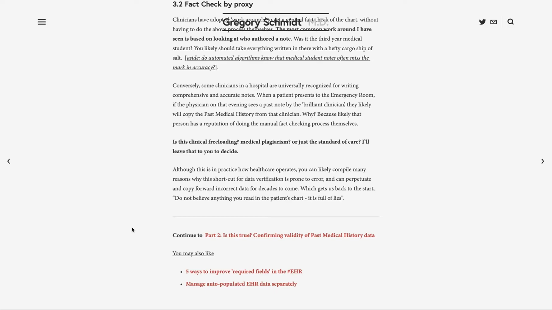We'll now move on to the second part, which is, how can we help confirm if items in a patient's past medical history are actually true? And how can we automate this process?